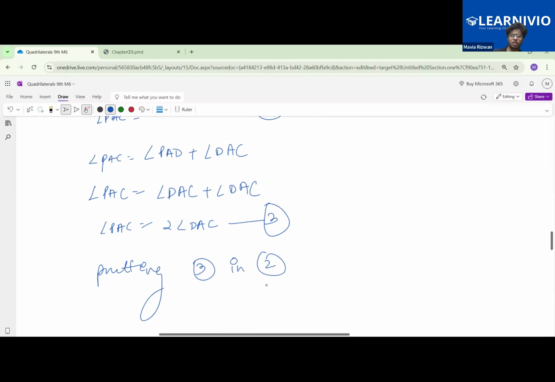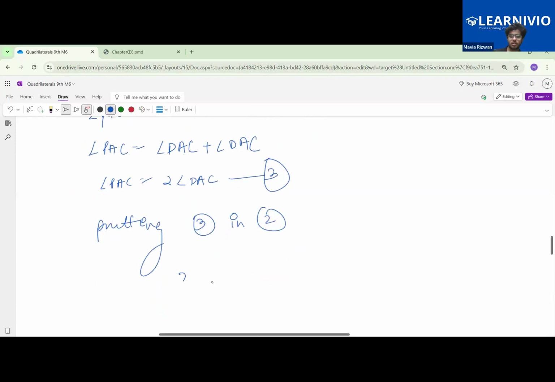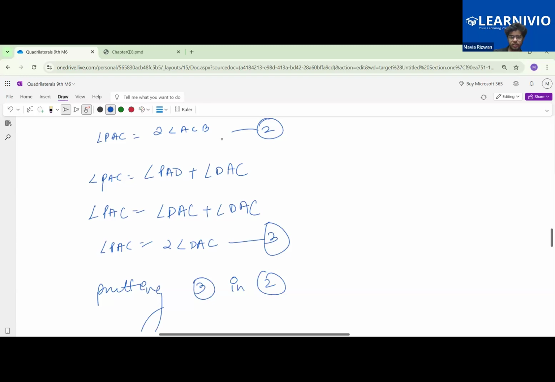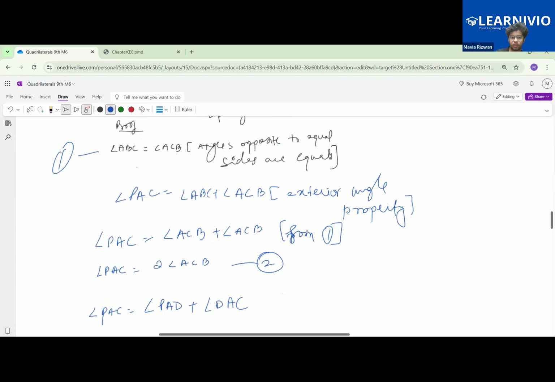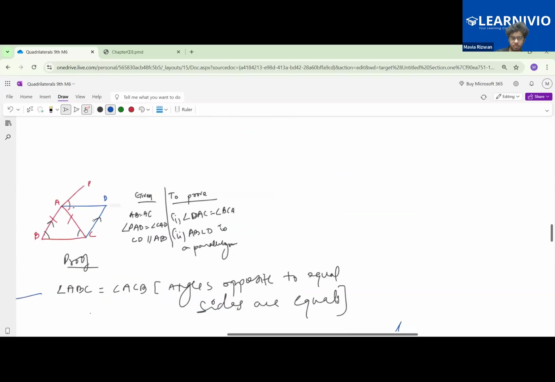Instead of PAC, I'm going to write twice of DAC. So twice of DAC would be equal to, equate this to here, twice of ACB. Cancel this, cancel this. So angle DAC is equal to angle ACB. But this is what we actually needed to prove in the first part.